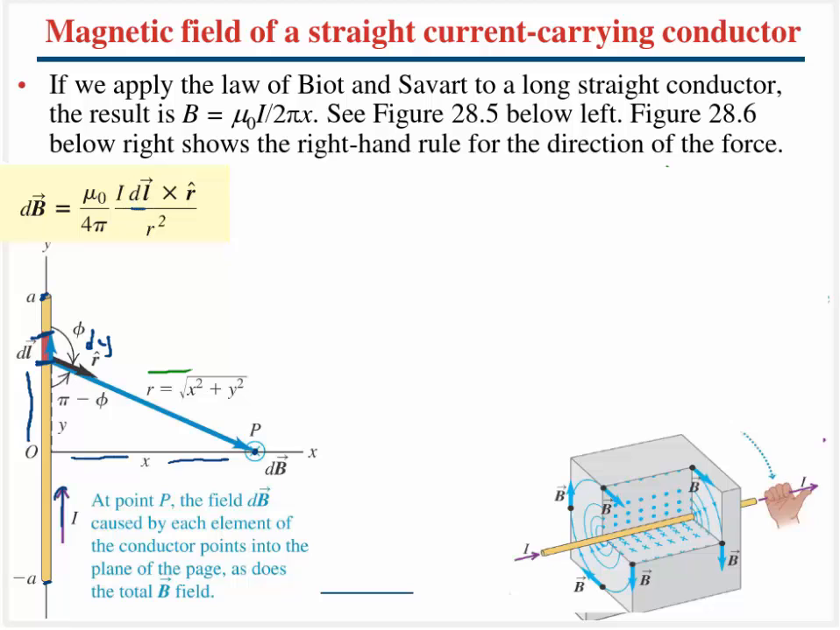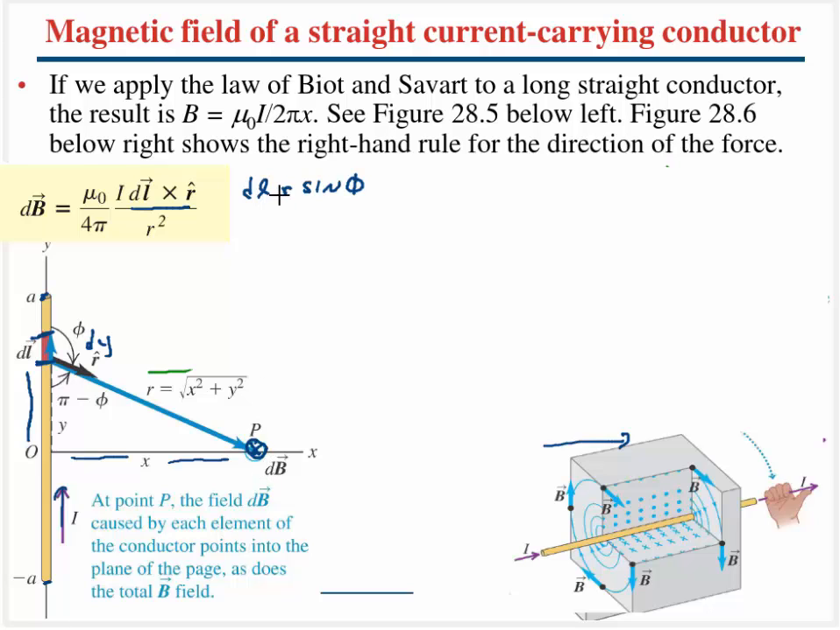Now let's take a look at the direction, which is given by this dl crossed with r. We could write that as dl multiplied by r multiplied by sine of the angle in between those guys, and use the right hand rule to figure out the direction, kind of as shown right here. We point our fingers in the direction of the current, curl our fingers around it, and we see the direction is going to be into the page.